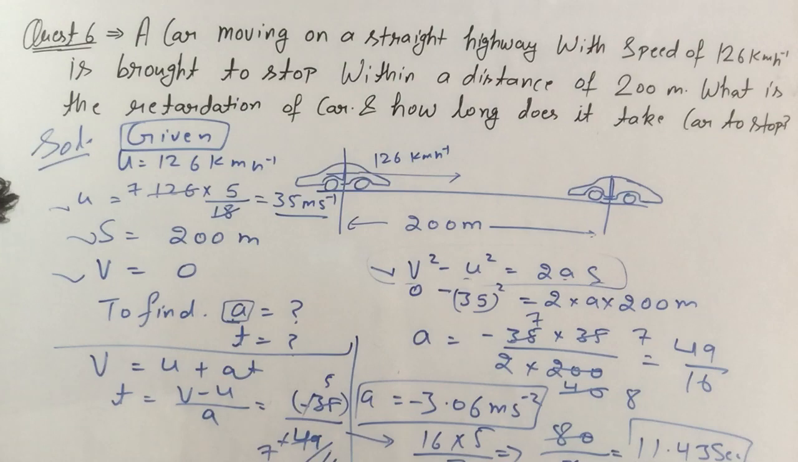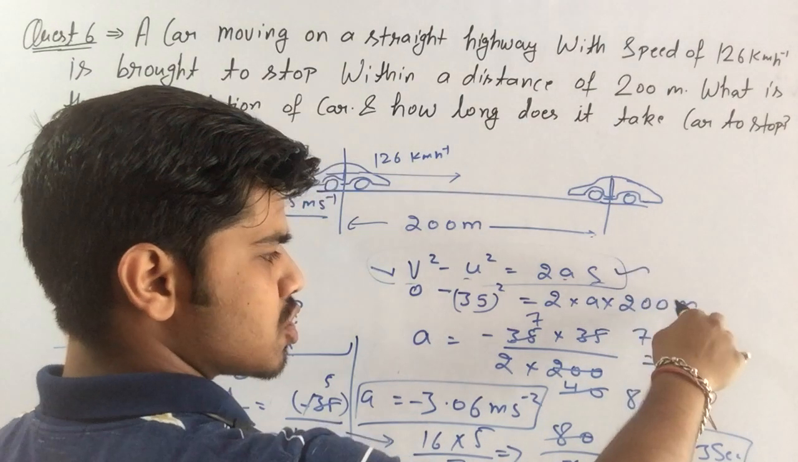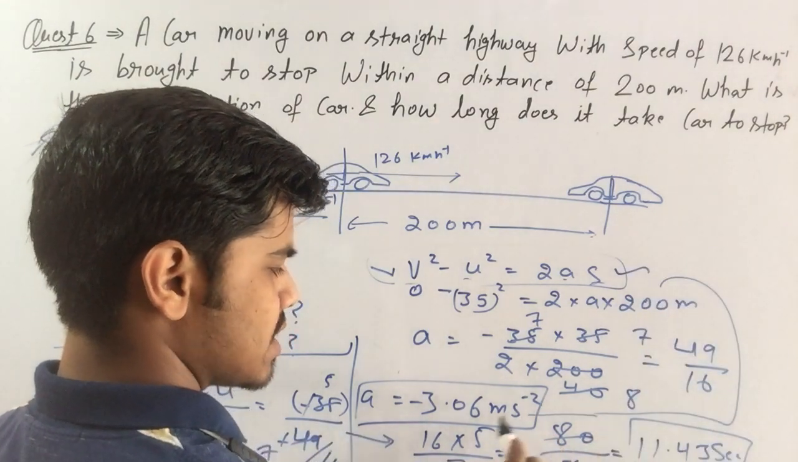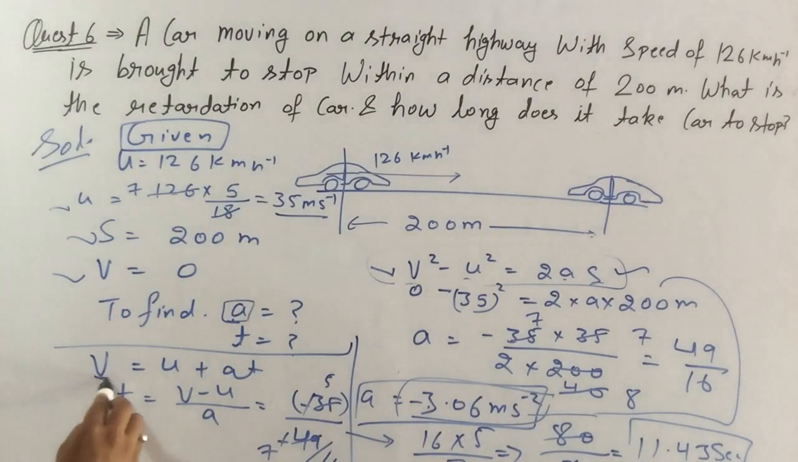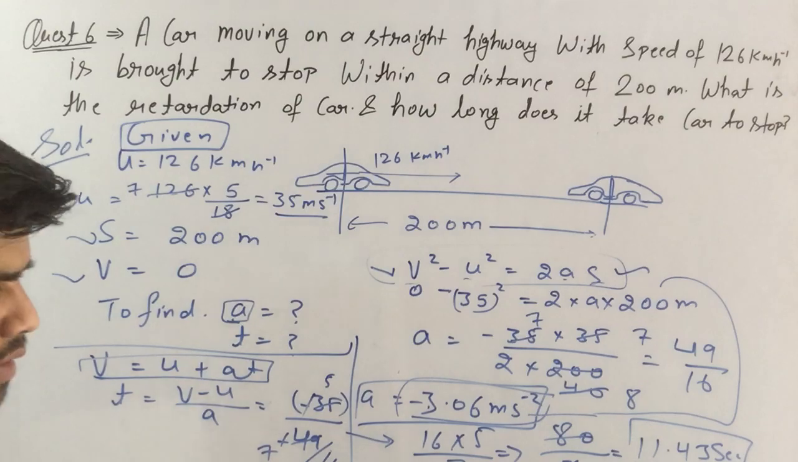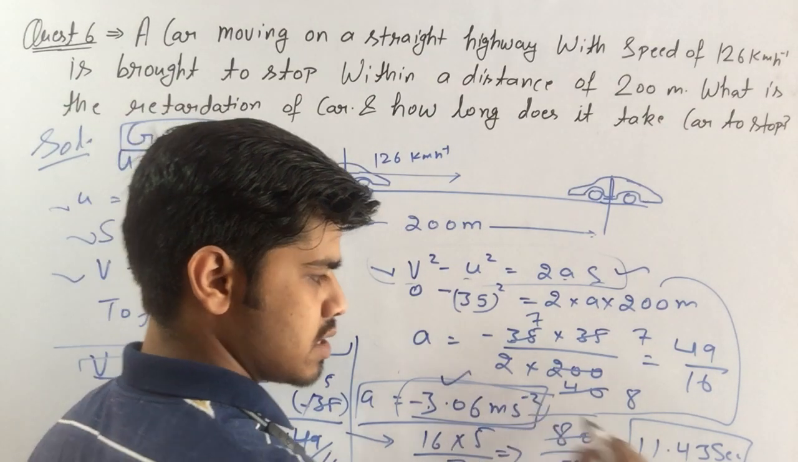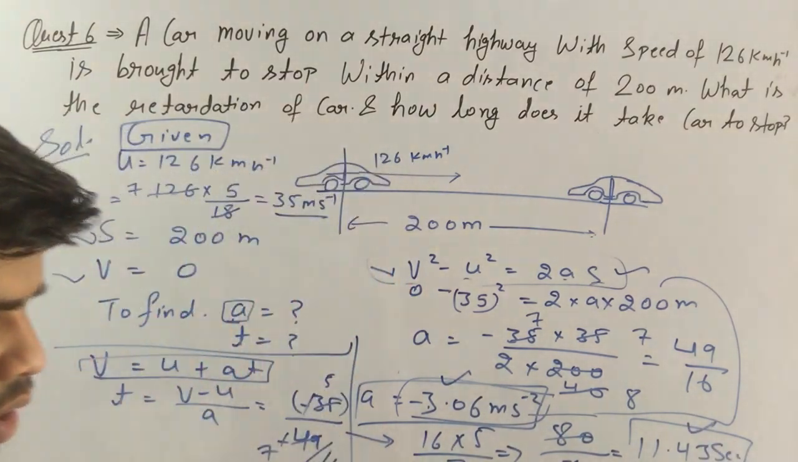So acceleration and time we have to find. By using this equation we have this acceleration, which has a negative sign, and after using the first equation we have the time, and this is the solution of this problem.